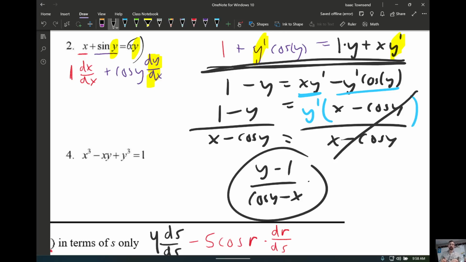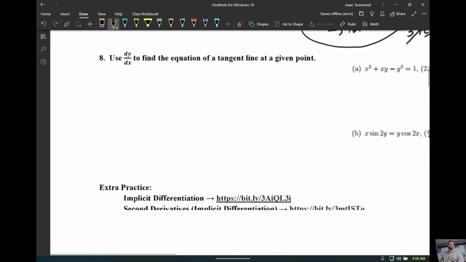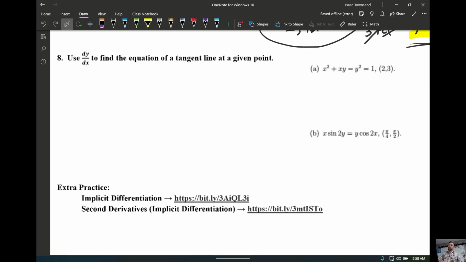Okay, can I take anything else from the test review yet? Yeah. Number 8. Okay, 8 has 2 parts. Which part would you like to see? A? Okay. And then we can do B later if you need to. So 8a: use dy/dx to find the equation of a tangent line at a point.